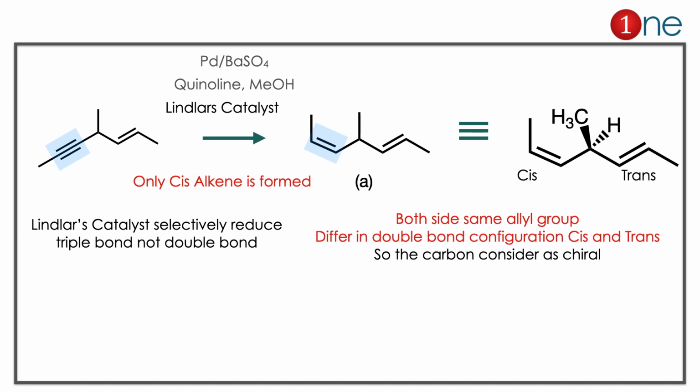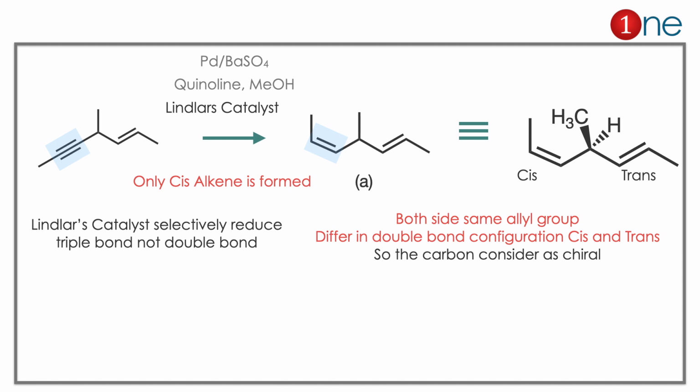The starting material is a linear chain with an alkene and an alkyne. You are using Lindlar's catalyst. Lindlar's catalyst is a very important one. It is palladium on barium sulfate with quinoline and methyl alcohol. It selectively reduces the triple bond, not the double bond. But how will the triple bond be reduced, in the cis way or trans way? The triple bond is reduced in the cis way because it happens on the metal surface in a syn fashion. So it is the syn product, or you can say the cis product. So the cis product is formed.